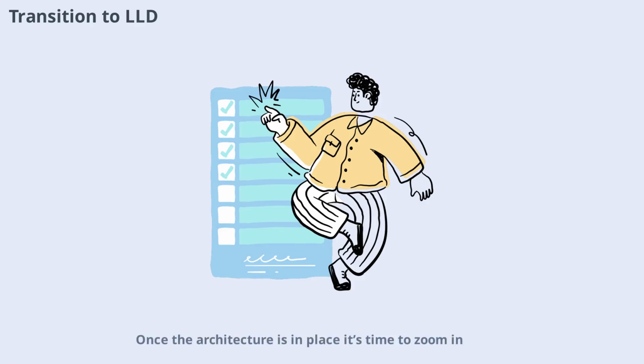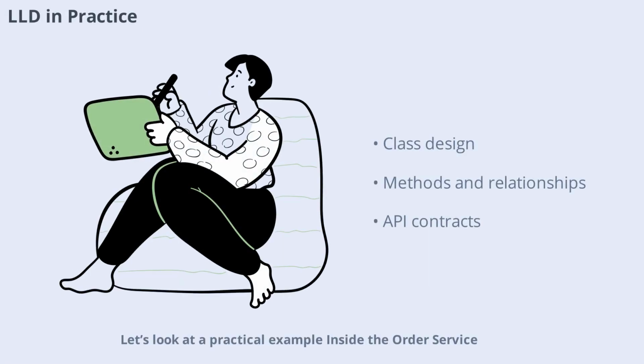Once the architecture is in place, it's time to zoom in. This is where low-level design, or LLD, takes over. Now, instead of thinking about entire services, we focus on the internals of each component. For example, inside the order service, we start designing the classes, their properties, and how they interact. This is the stage where we define the nuts and bolts that make the system work, ensuring that every detail is carefully planned. Let's look at a practical example.